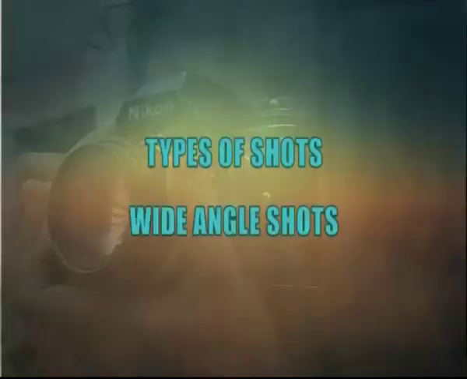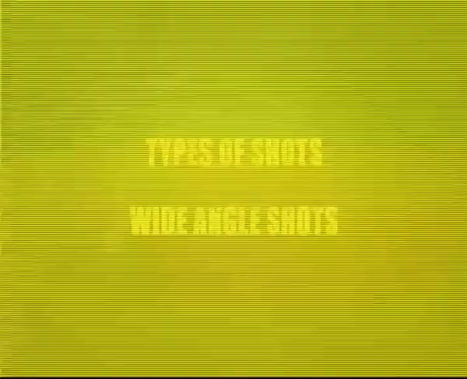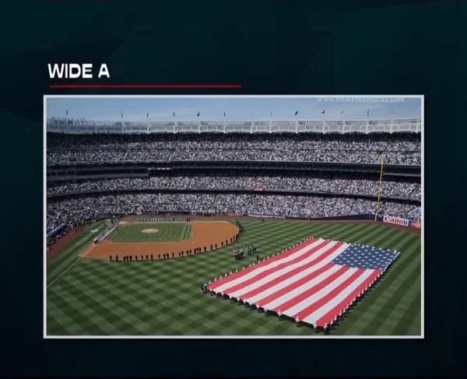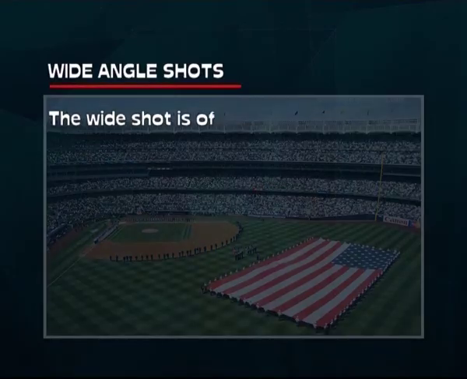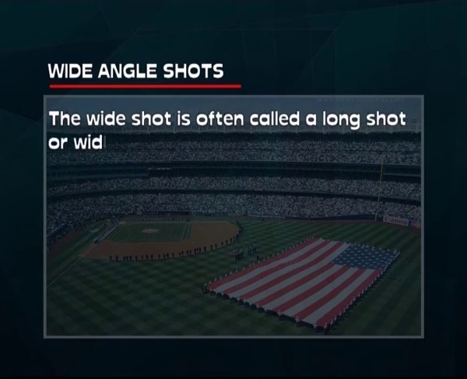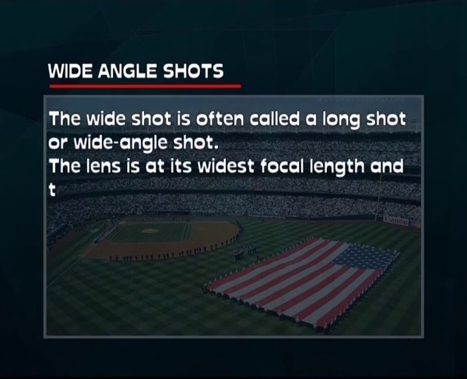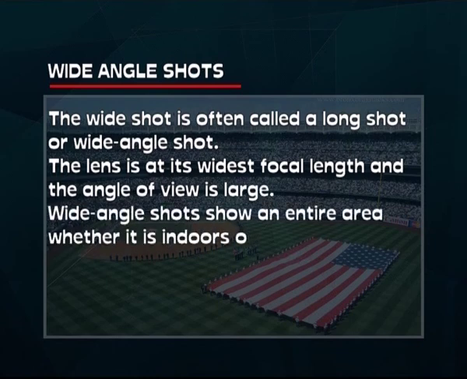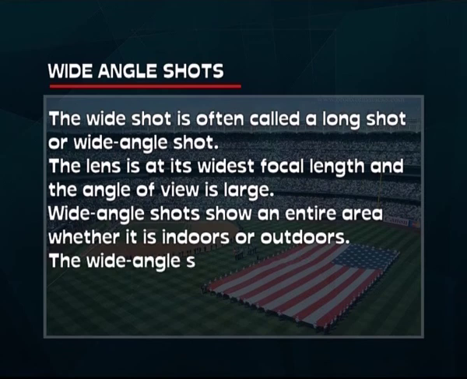We shall start with understanding the various shots used in photography. Types of shots. Wide angle shots. The wide angle shot is often called a long shot or wide shot. The lens is at its widest focal length and the angle of view is large. Wide angle shot shows an entire area, whether it is indoors or outdoors.